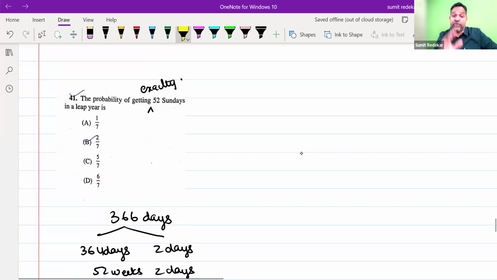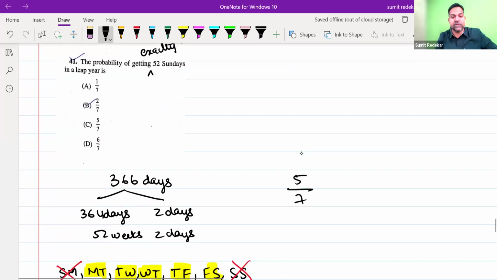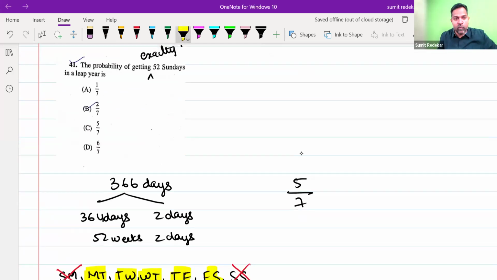So if you want 52 Sundays, then you will get 52 Sundays from the 52 weeks. The 2 extra days should be anything else apart from Sundays. There are 5 chances of that happening out of 7. According to me, the answer to this should be 5 out of 7.